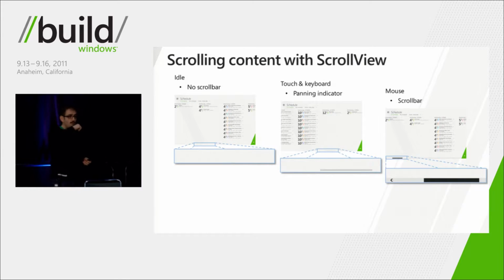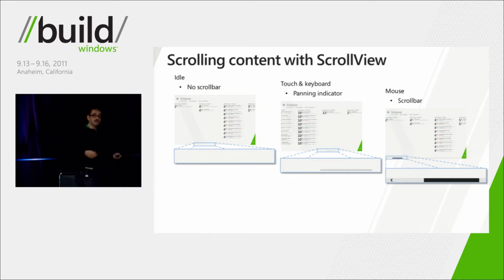If you start panning with touch or using the keyboard to move around, you get the panning indicator. And that's this little lightweight bar. It still shows you how far along you are in the content, how much content you're looking at relative to the whole set of content. So you still have that context as a user, but it's very lightweight. It's not really in the way. It just appears as you're panning and using it with touch.